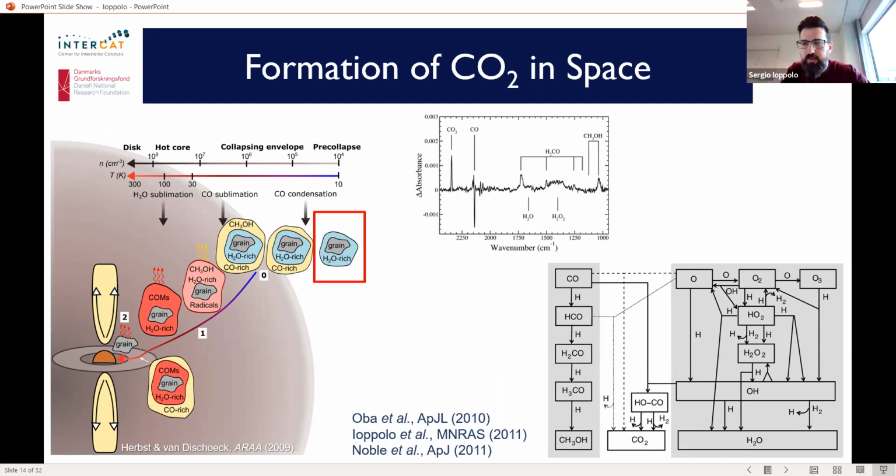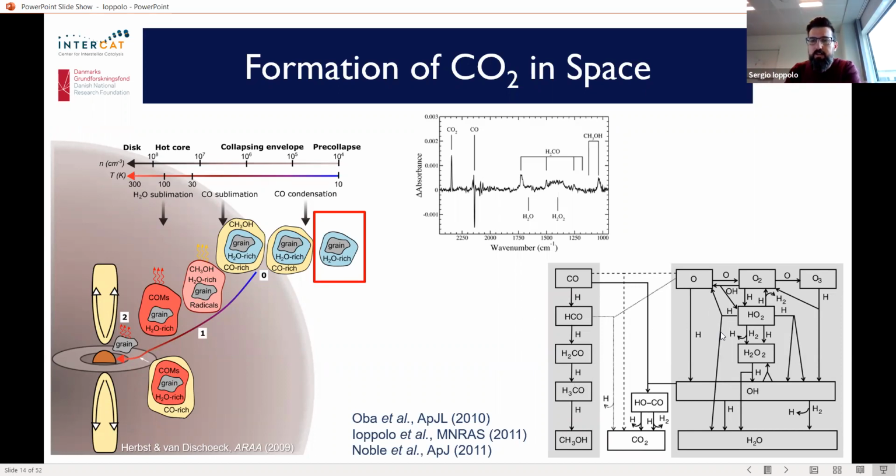And in this environment, you have the surface formation of water, as I was telling you before, through atom addition reactions. So the addition of oxygen and hydrogen that lead eventually to the formation of water. And then in parallel, you have the hydrogenation of CO. CO comes from the gas phase and eventually will freeze dramatically, creating a layer on top of the water ice. But at this stage, it might still deposit because the temperature is already 10 Kelvin or so. So some CO could get deposited, could get hydrogenated.